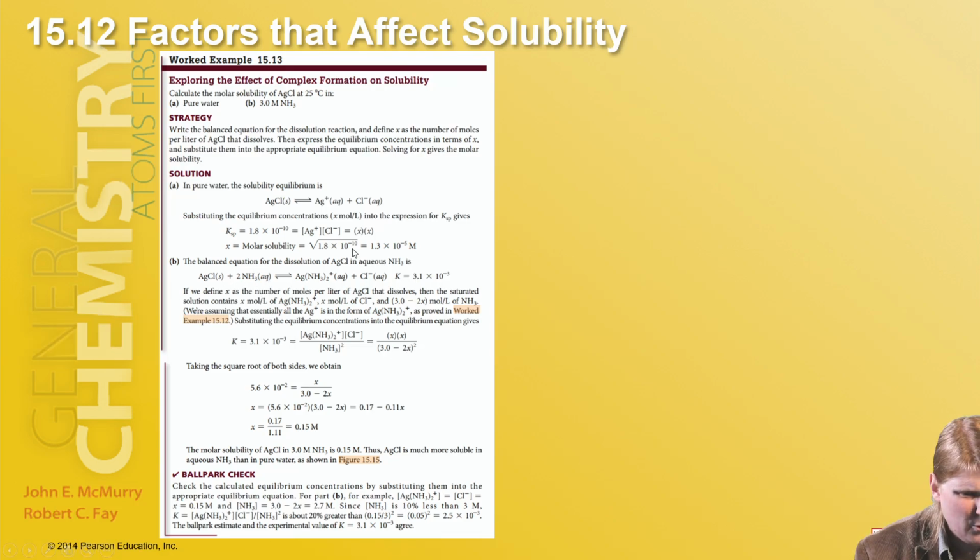Then again, we'll say that with all this ammonia, it'll react completely and remove that from the system. But we'll need to get a new K, and we got that from the balanced equation that we were given previously.